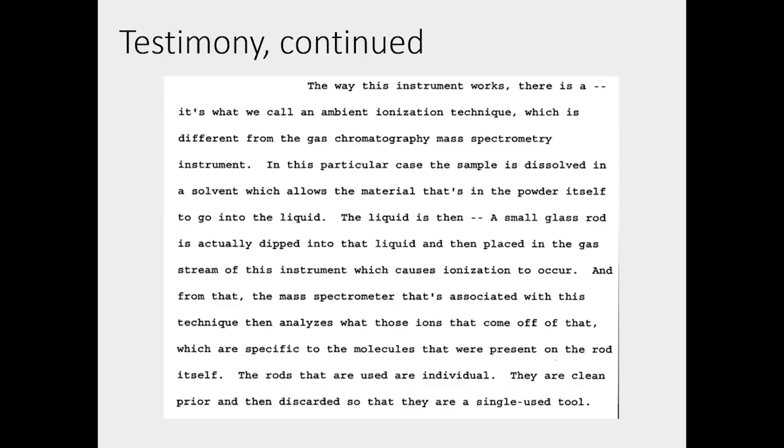So he gives a visual of how it's used rather than starting from a more technical perspective. Obviously jurors like visualizing things, so you can let them see, the small glass rod is dipped into the liquid. So even though there are some technical terms, it's still more of a layman's overview. And then at the end, it says, analyzes those ions that come off of that, which are specific to the molecules that were present. There can be arguments about whether or not specific should have been used, but again, this is just an example.